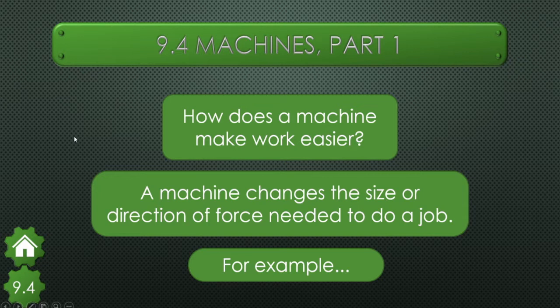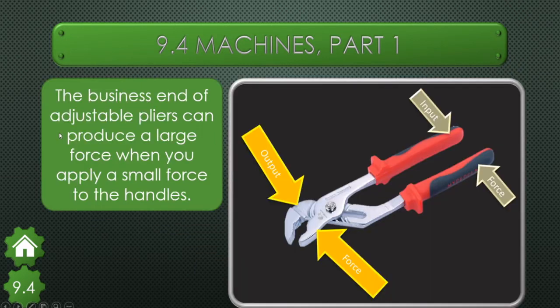So what does a machine do to make work easier? Well, a machine can either change the size or the direction of the force that is needed to do a job. Let's look at some examples. Consider this pair of adjustable pliers. If you input a small force on the handle, the head of the plier will output a large force. If you've ever been foolish enough to stick your finger into the business end of a pair of adjustable pliers while squeezing the handle, you know that you get a very large force here and it hurts quite a bit, even if you only squeeze a little bit here. So, pro tip, don't do that.